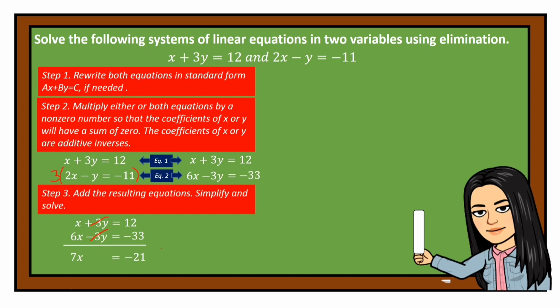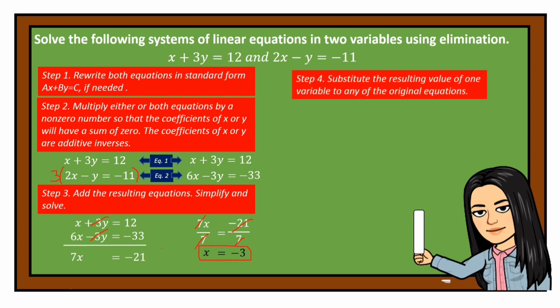Since meron tayong 7 sa tabi ng x, divide the whole equation by 7. So, 7x divided by 7 is equal to x, and then negative 21 divided by 7 is equal to negative 3. So, our value of x is equal to negative 3. Next is step 4. Substitute the resulting value of one variable to any of the original equation. So, kahit anong equation ay pwede natin gamitin para i-substitute ang variable x.